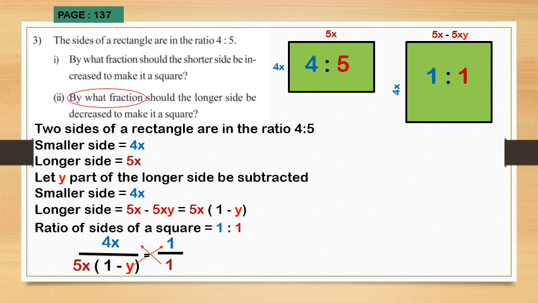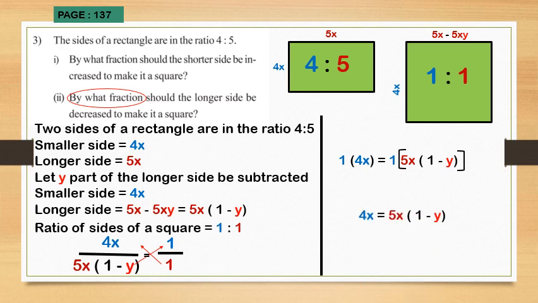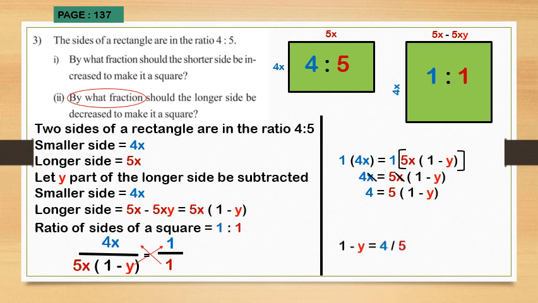Then cross multiply it. We get 1 into 4x equal to 1 into 5x into (1 minus y). Then it can be written as 4x equal to 5x into (1 minus y). Here x is common. It will cancel and write 4 equal to 5 into (1 minus y). We need the answer y, so we can write it as 1 minus y equal to 4 divided by 5.